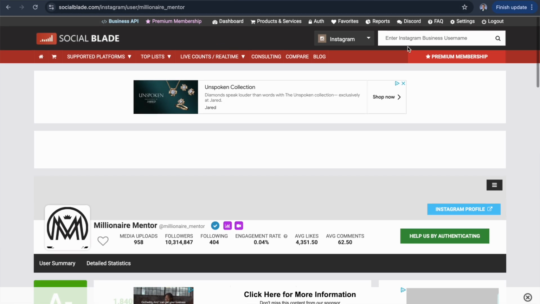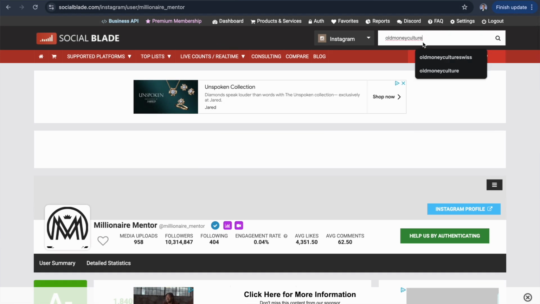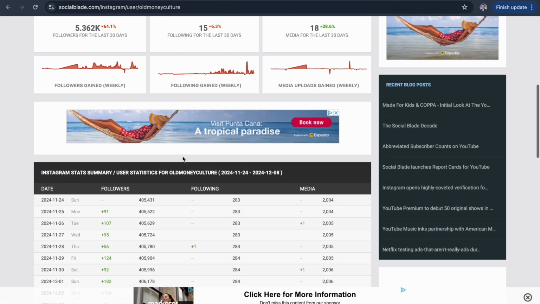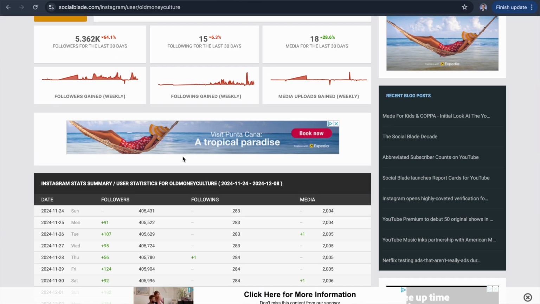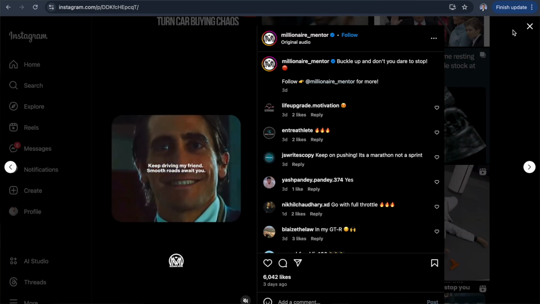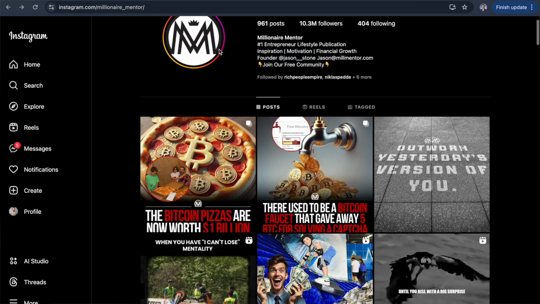Let's see. So we're going to Social Blade. This is what tells us the metrics of the followers or losses every day. It's definitely good information to have. Okay, so yep, green every day, but then red on the 4th. So let's look up this account.